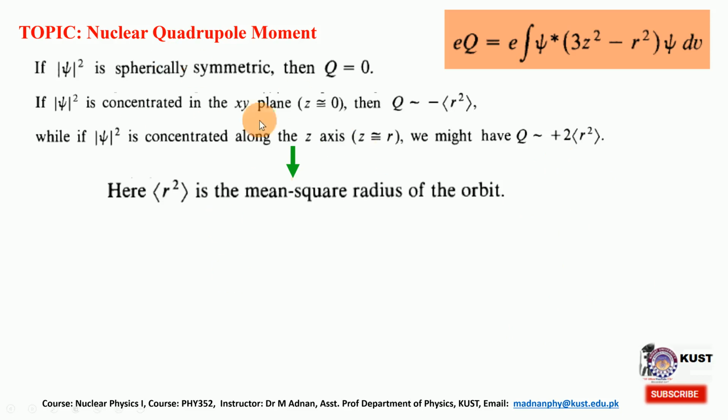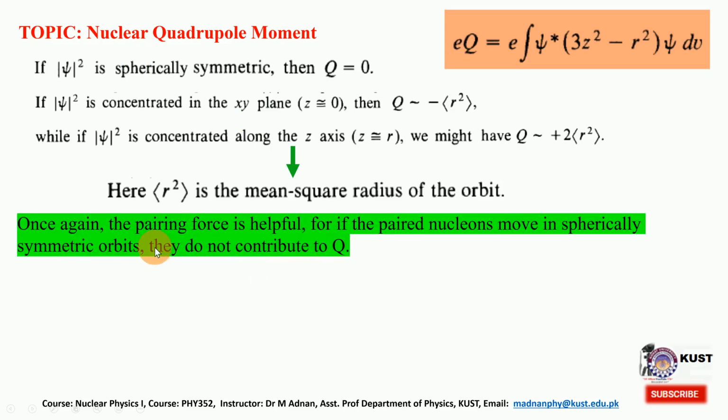Since in this part of the course we are talking about the fundamental properties of the nucleus, we have discussed the charge distribution, the mass distribution, how one explores the nucleus, the various models, and then the various electromagnetic moments of the nucleus. So once again, the pairing force is helpful, as we have discussed in the semi-empirical mass formula.